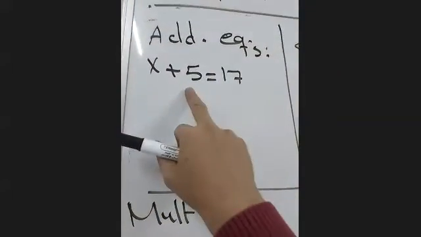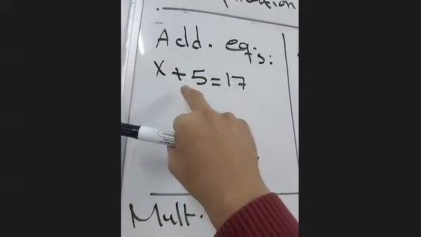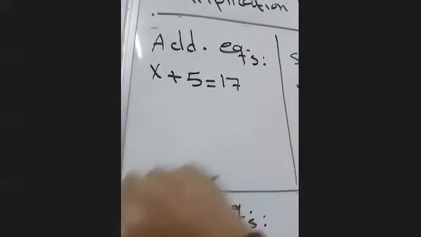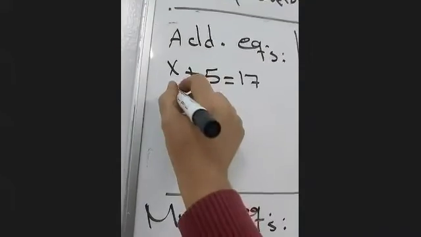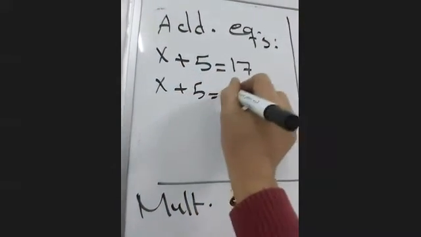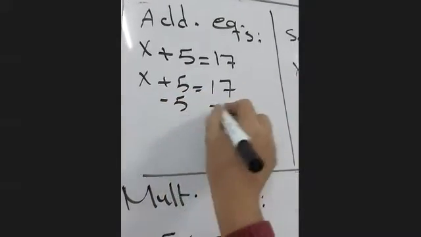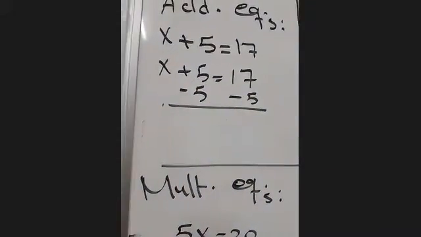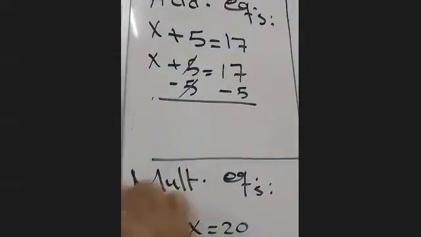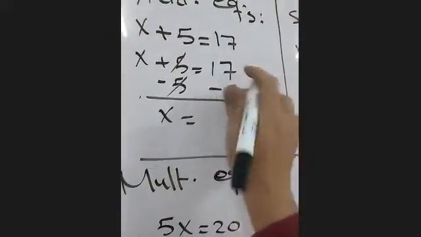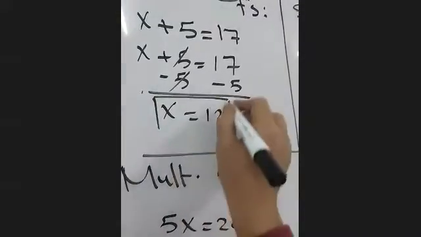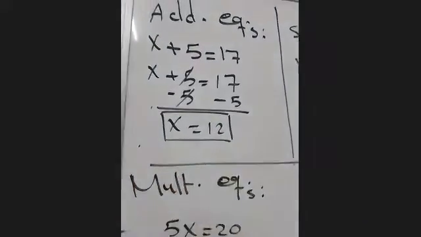Now, in addition, we said we subtract the connected number in both sides. Like we rewrite the equation x plus 5 equals 17. The connected number plus 5, we subtract 5 in both sides. Then 5 minus 5, 0, still x equals 17 minus 5, 12. So the solution is x equals 12.